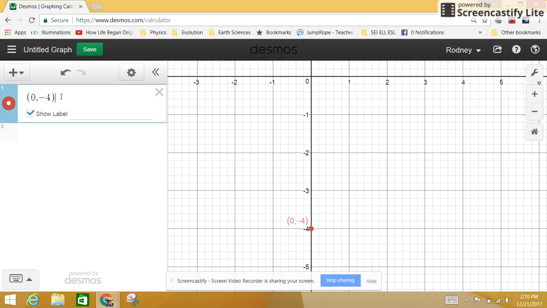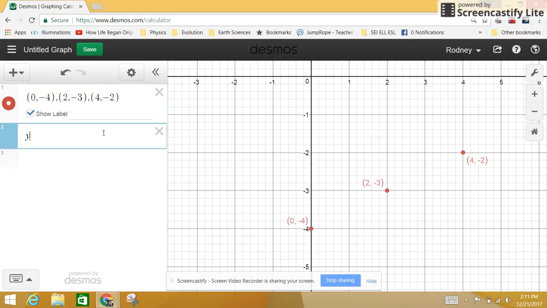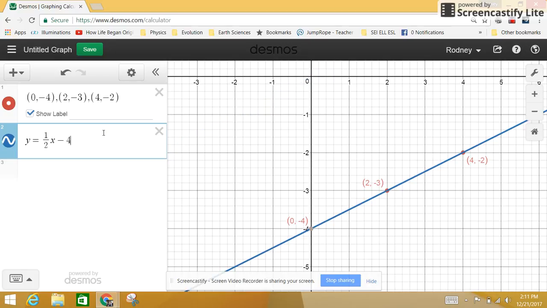So let's plot that. 2, -3. And I'll have another point, map that out, up 1 over 2. I'll be at 4, -2. And now I have points that I can draw a line through. And let's go ahead and graph that line. You can see that it works. Y equals 1/2 x minus 4, and that goes through them.